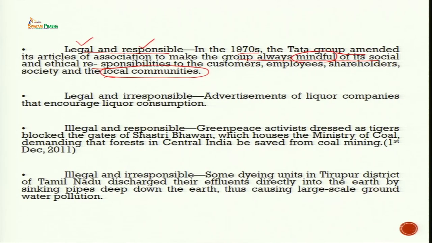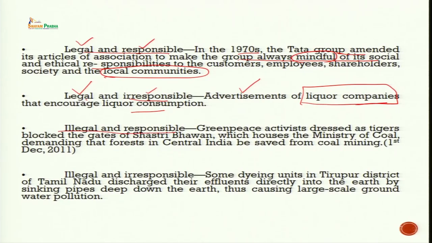An example for legal and irresponsible action is advertisement of liquor companies to encourage liquor consumption. Now, here advertising your product is quite legal, there is no offense in that. But producing or promoting something which may cause a bad impact on the health of the society may be credited as an irresponsible behavior.